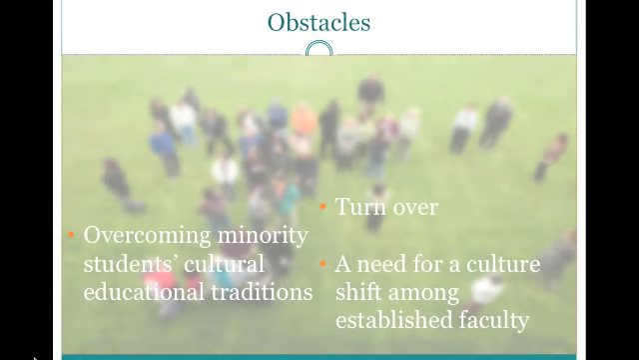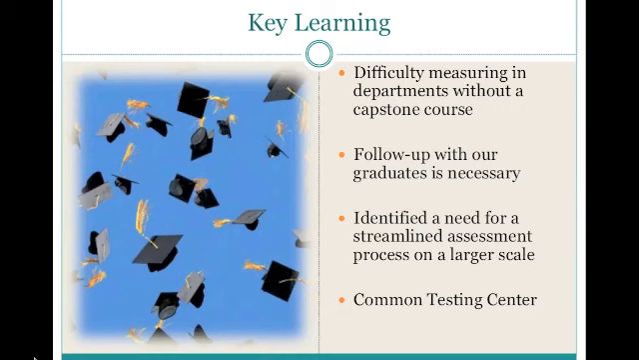We discovered a need to shift the culture amongst the established faculty. We're a little more resistant to SLOs, let alone DQP and this area. And we had a problem with overcoming minority students' cultural educational traditions. You had the Asian students who did not have a tradition of questioning and speaking up in class. So some of the SLOs and DQP areas were hard to measure because we couldn't get the students to participate fully. So we're in the process of overcoming these obstacles. We're learning from these obstacles and moving forward from there.